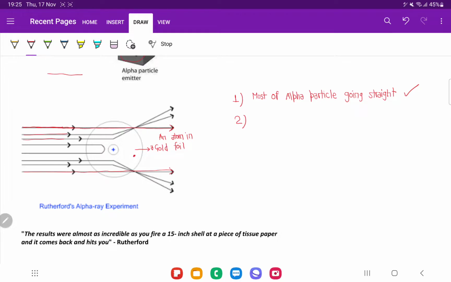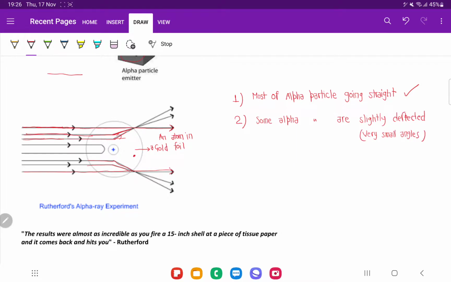Second observation, he observed that some alpha particles are slightly deflected. You can see here, this is a very small angle, and the second one is also deflected slightly. Same here, this is slightly deflected. So some alpha particles are slightly deflected, and slightly means a very small angle.